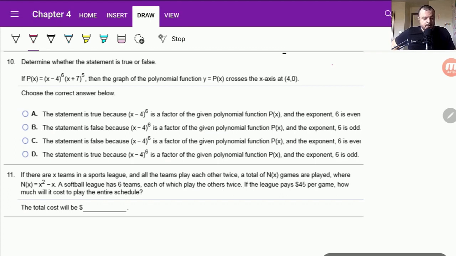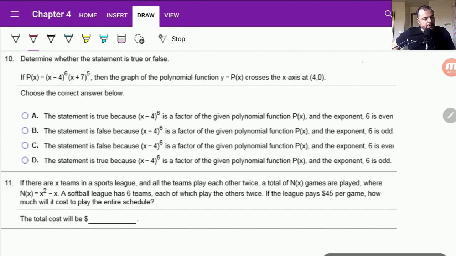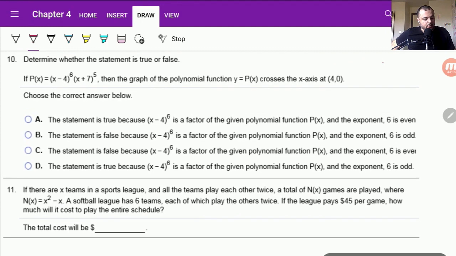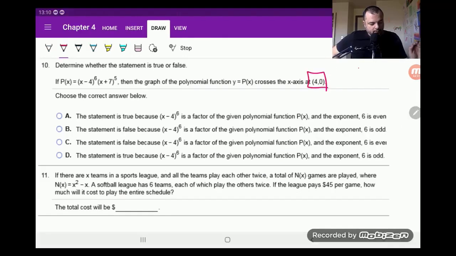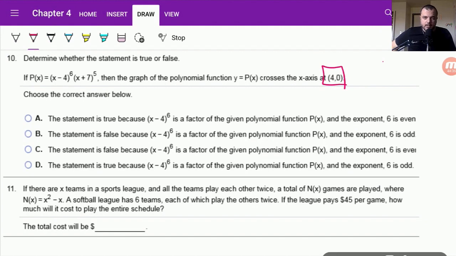In this problem, it says determine whether this statement is true or false. If p of x is equal to (x minus 4) to the power of 6 times (x plus 7) to the power of 5, then the graph of the polynomial function crosses the x-axis at (4, 0). Okay, now we need to think about something.